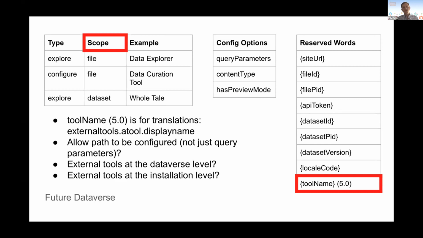And then here we're starting to look into the future a little bit, where there's already been one pull request merged in Dataverse 5.0 about tool name, and that has to do with translating the tool, because tools can have descriptions, and we want that to be available in different languages. And then I have a few more bullets here. Allow path to be configured, not just query parameters. I'll get to that in a second. And then just some thoughts like, do we want tools at the Dataverse level? Do we want tools at the installation level?